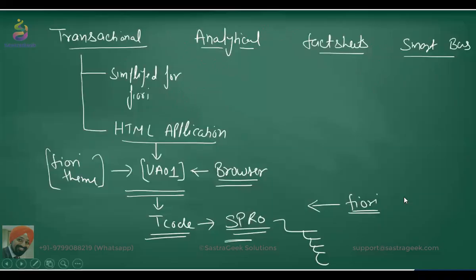So we have seen that part. And we have also seen what kinds of different applications would be available. There would be transactional applications, analytical applications, fact sheets, and smart business applications. The transactional applications we discussed would be of two kinds: simplified for Fiori, and HTML kind of applications, which are not simplified as of now.